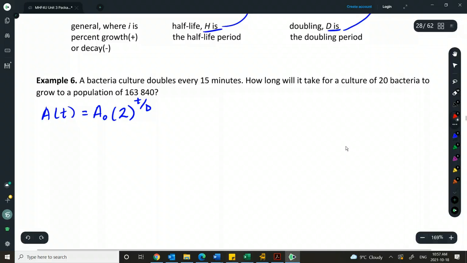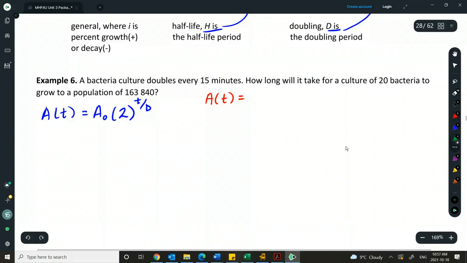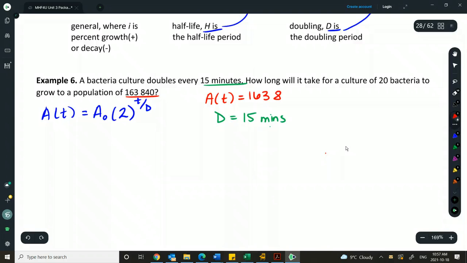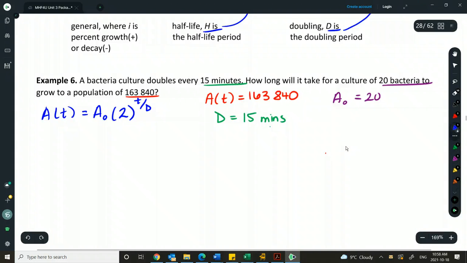So what do we know out of each of these here? Do we know A at t, future amount? D is 15 minutes. 163,840. Okay, that's the future amount. Do we know initial amount, A initial? 20 bacteria is what we start with. And do we know total time t? That's our question mark, right? That's what we want to find.